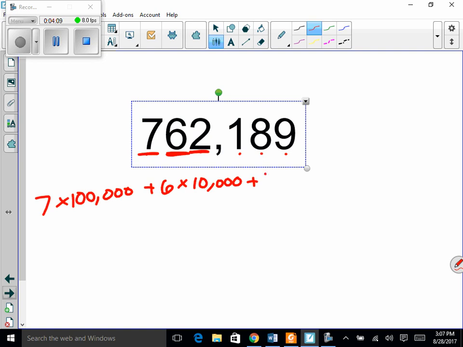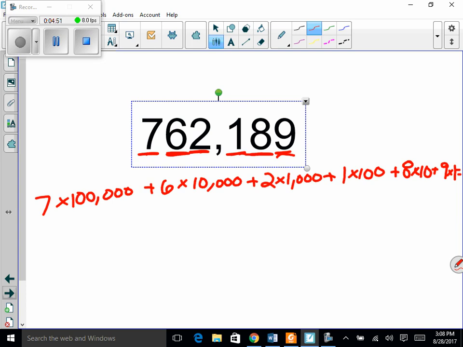We're going to go to the 2, and the 2 is in the thousands place. Then I'm going to go to the 1, which is in the hundreds place, so 1 times 100. Add. Then we're going to go to 8, which is in the tens place. Add. And then finally, times 9, which is in the ones place. That is expanded form for 762,189: 7 times 100,000 plus 6 times 10,000 plus 2 times 1,000 plus 1 times 100 plus 8 times 10 plus 9 times 1.